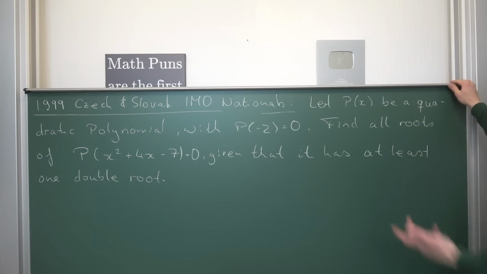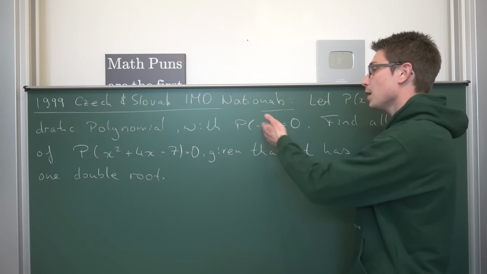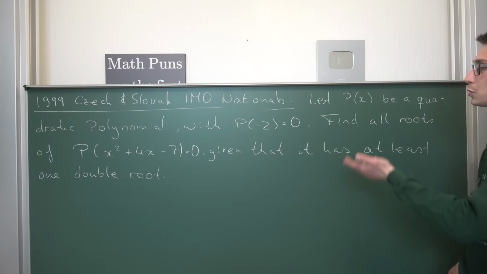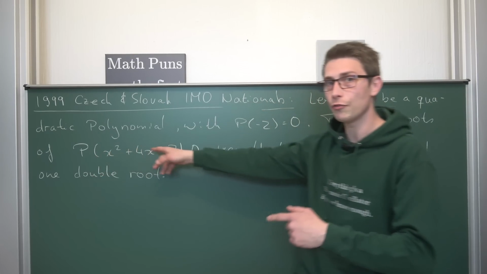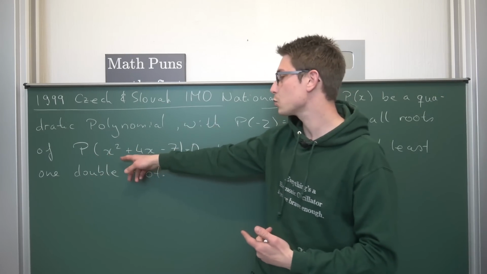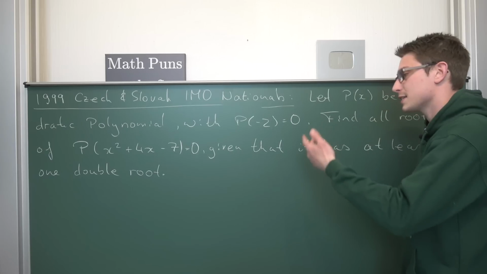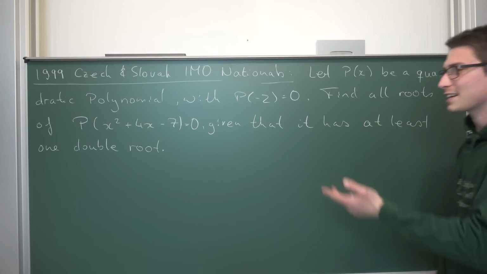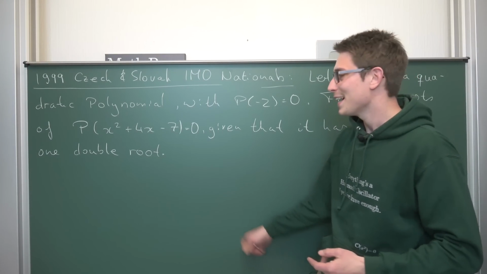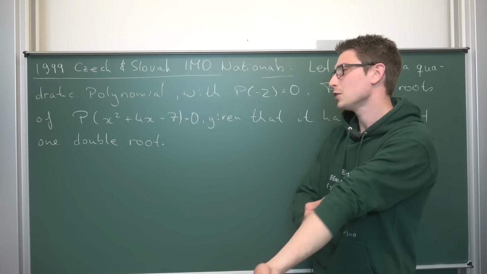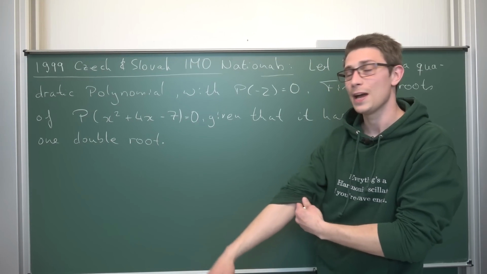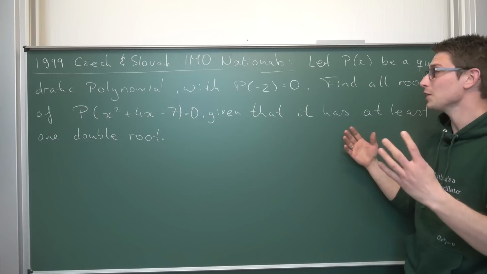Let p of x be a quadratic polynomial with p of -2 being one of the roots, equal to 0. Now we have to find all the roots of p of, and now we plug another function in, x squared plus 4x minus 7, is equal to 0, given that it has at least one double root. And this last part right here, at least one double root, if you don't read carefully, you're going to run into a little trap.